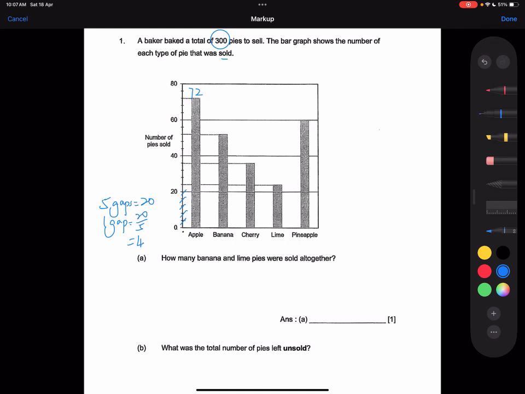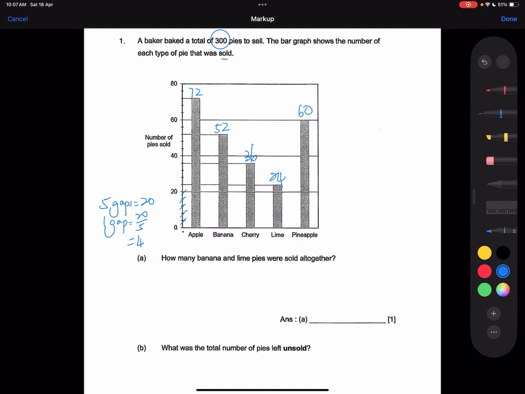Bananas, 40 plus 3 gaps, which is 12, 52. Cherry, we have 40 minus 4, 36. Lime, we have 24. Pineapple, 60.